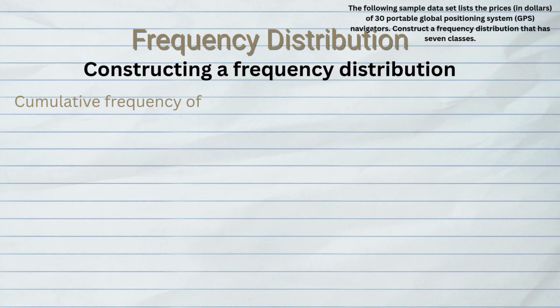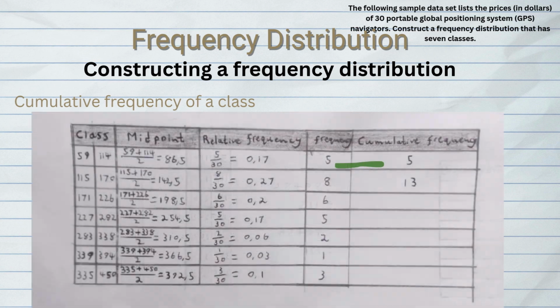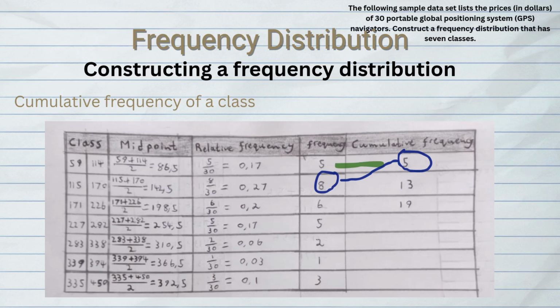Our last objective, the cumulative frequency of a class. Cumulative frequency is the running total of frequencies. It's the sum of the frequencies up to a certain point in the data. The first one will be the same as the first frequency. Then add the next frequency to the previous cumulative frequency, meaning we add 8 to 5 to get 13. And so on until the last one.